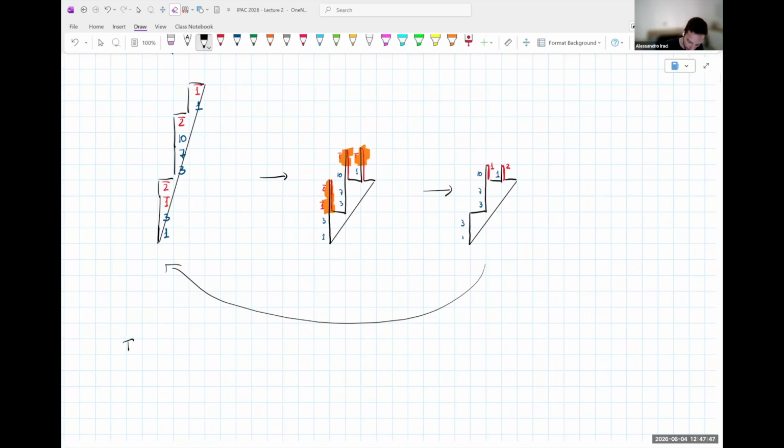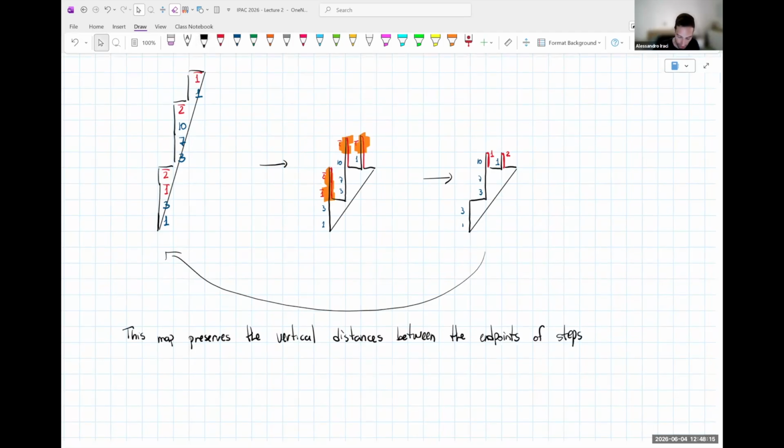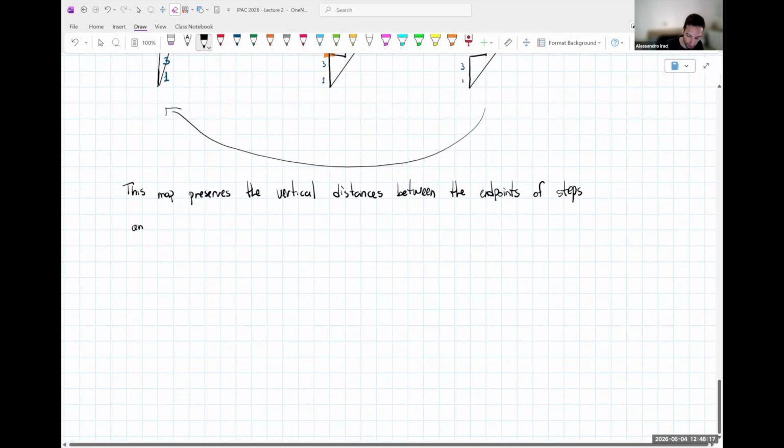So this map preserves the vertical distances between the endpoints of steps and the main diagonal.